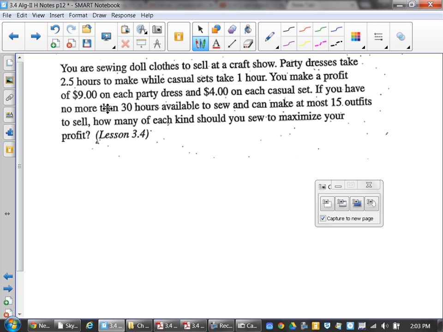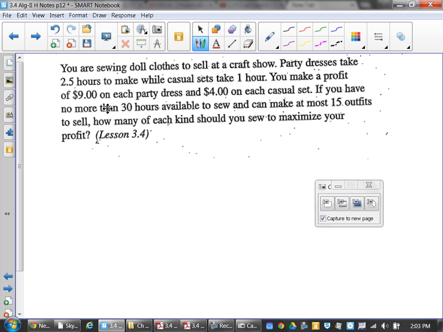Party dresses take 2.5 hours to make, while casual sets only take a mere hour. You make a profit of $9 on each party dress and $4 on each casual dress. If you have no more than 30 hours to sew and can make at most 15 outfits, how many of each kind should you sew to maximize your profit? What is your objective?